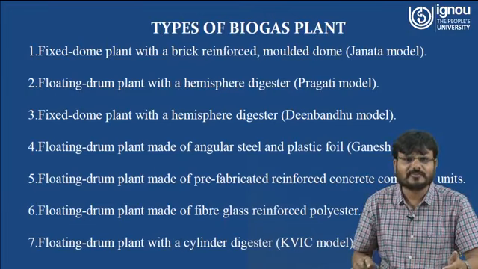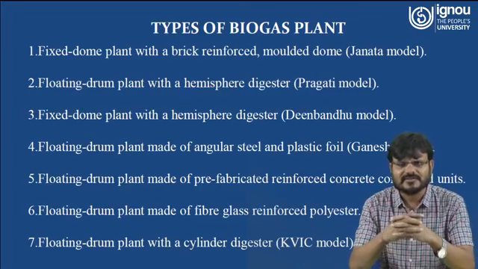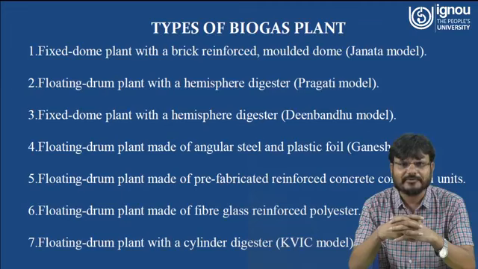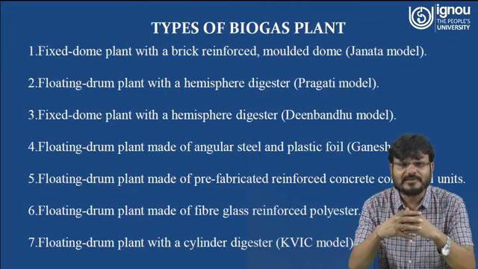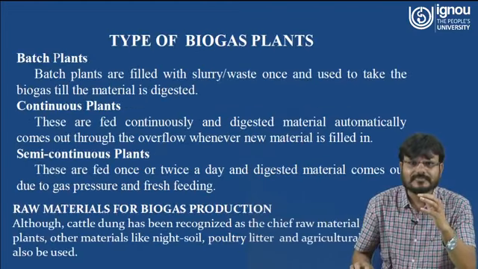Third is a fixed dome plant with a hemisphere digester. This is called the Deen Bandhu model. Fourth is a floating drum plant model of angular steel and plastic foil. It is called the Ganesh model. Fifth is a floating drum plant model of prefabricated reinforced concrete compound unit. Sixth type is a floating drum plant model of fiber glass reinforced polyester. And the last one is a floating drum plant with a cylinder digester. This is also called the KBIC model.